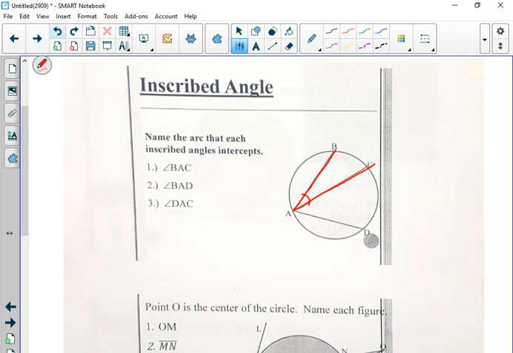So to find the arc made by that, it's right here. It's this piece right here. It's kind of like if that was a piece of pie, that would be the crust. Or a piece of pizza, that's the crust. Okay? So that is BC. And we use this little arc mark to denote that.